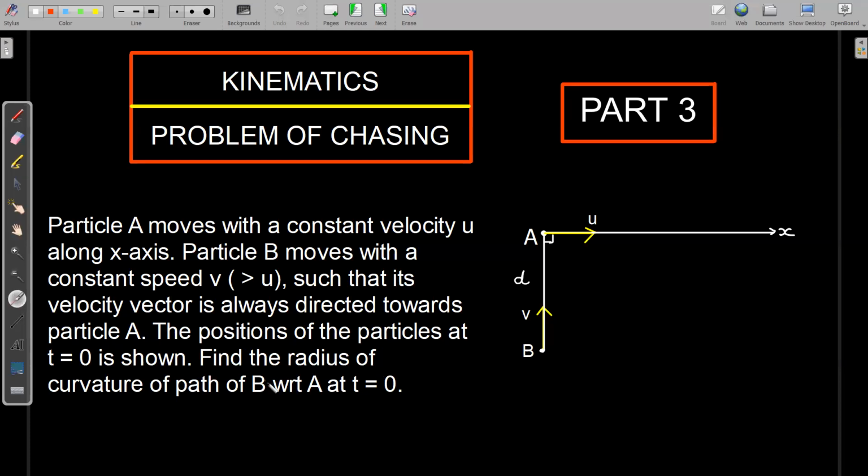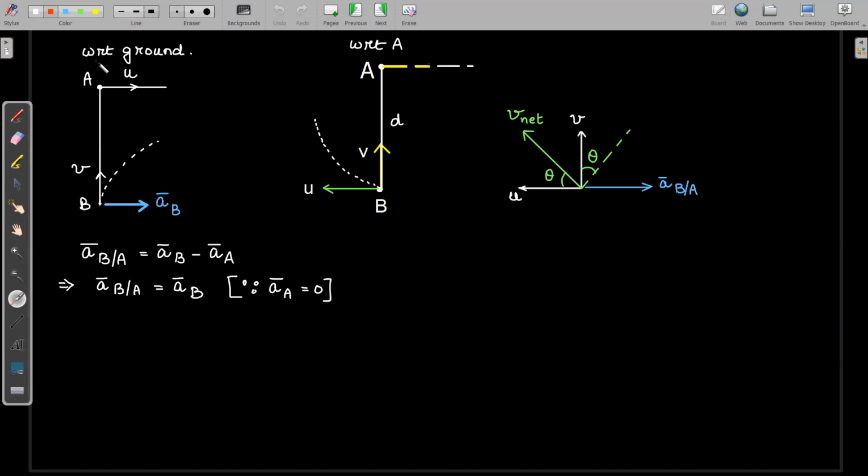We need to find the radius of curvature of the path of particle B with respect to A at time t equal to 0, meaning just after the start of this motion. Okay, so let us look at this situation with respect to the ground. Initially at t equal to 0, A has a velocity u which is always constant, and the velocity of B is towards A, which is equal to v.